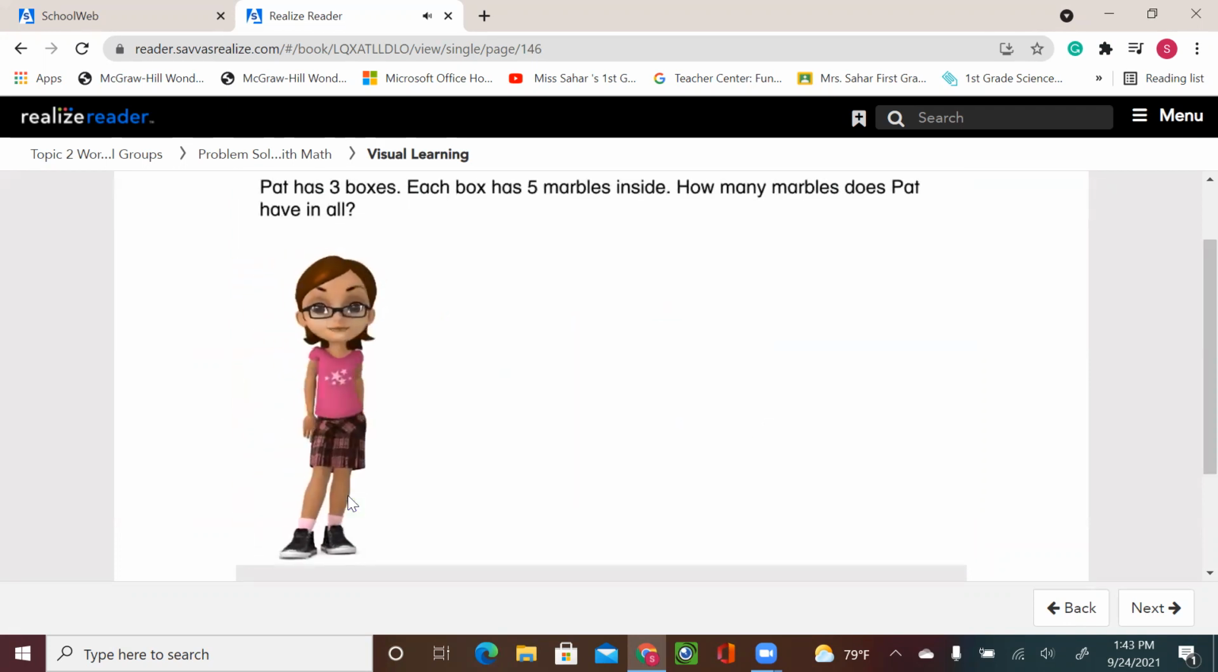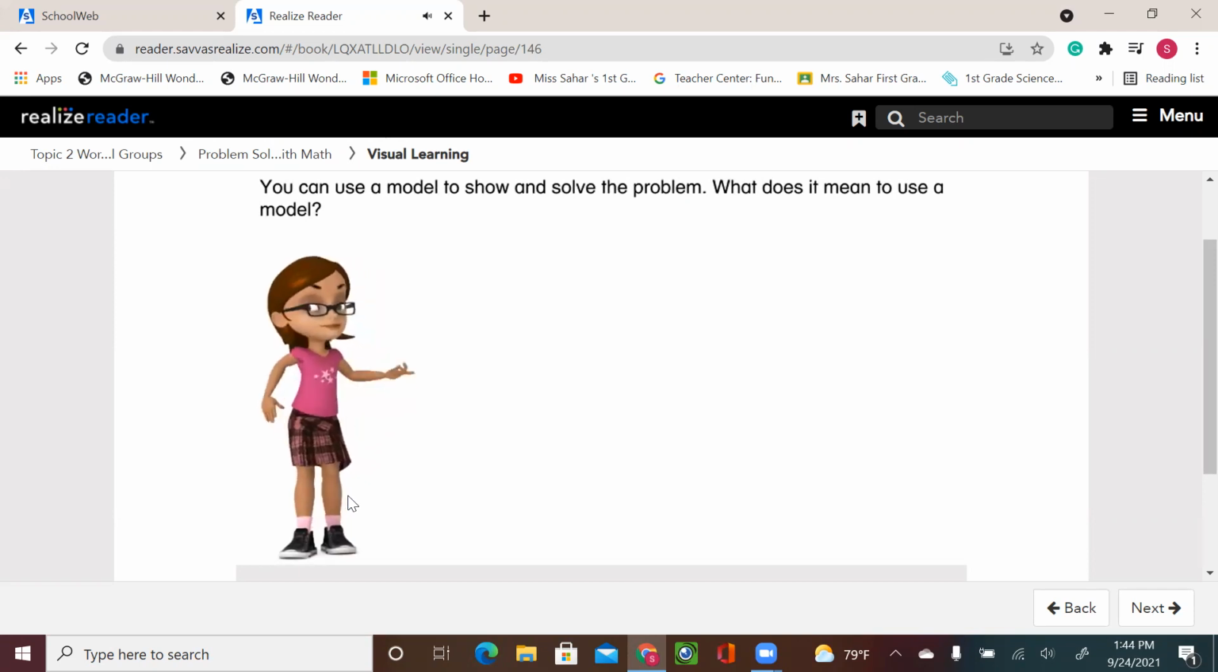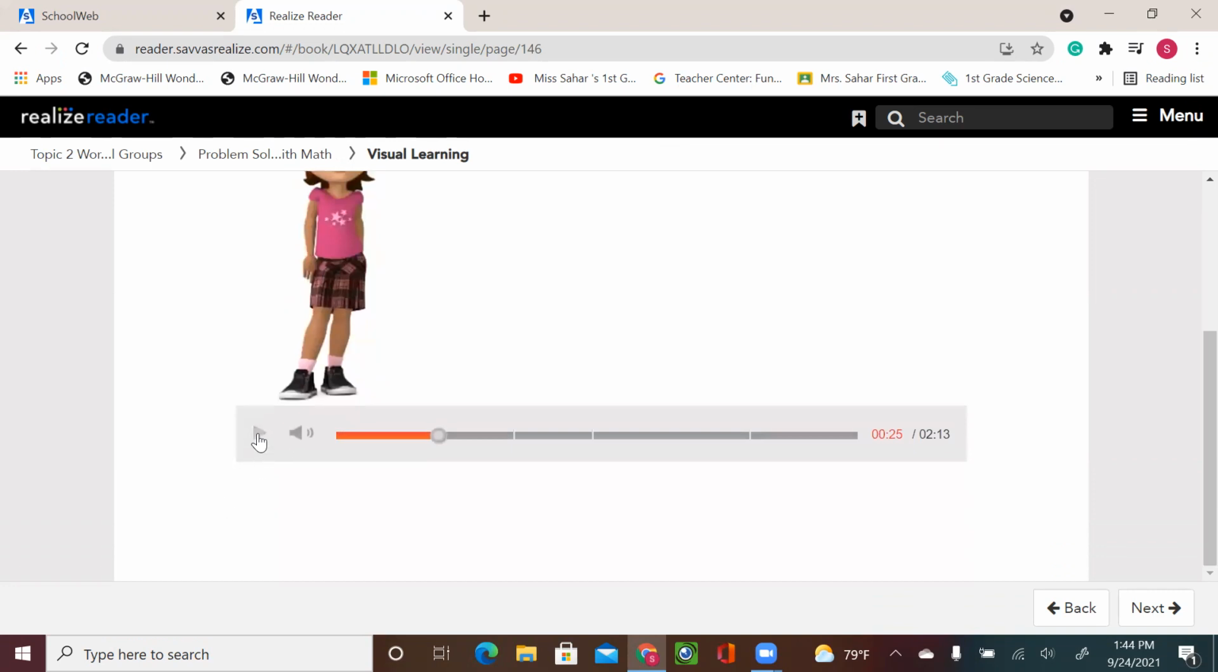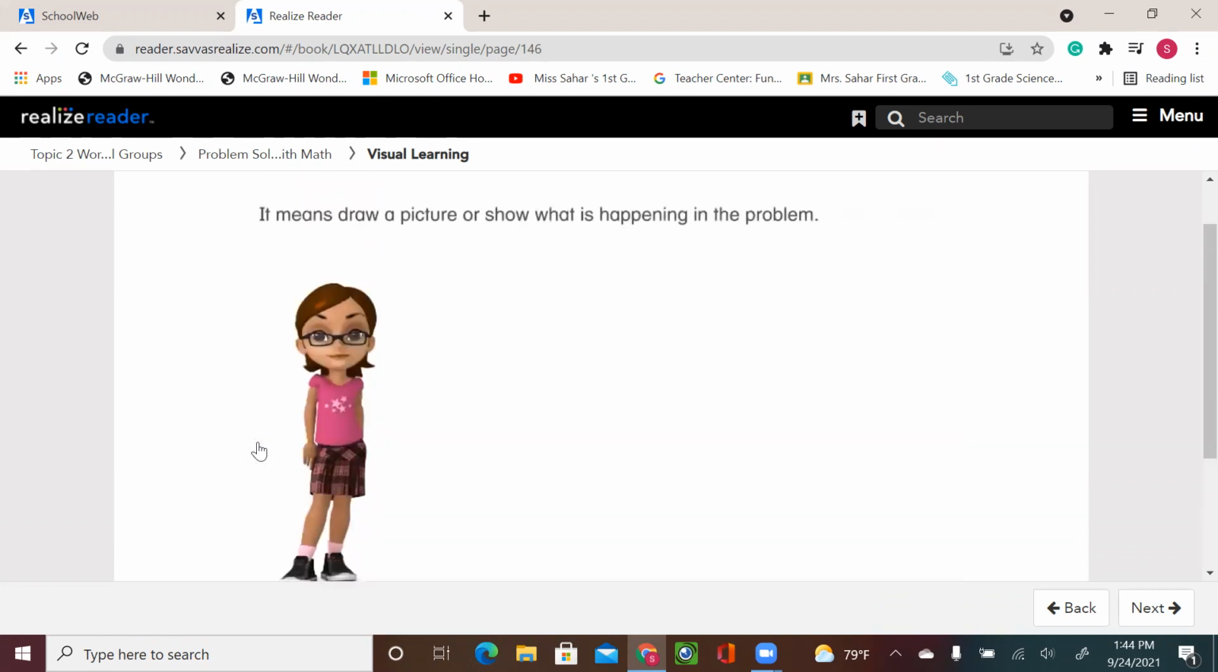Pat has 3 boxes. Each box has 5 marbles inside. How many marbles does Pat have in all? You can use a model to show and solve the problem. What does it mean to use a model? It means draw a picture or show what is happening in the problem. An equation is a model too.